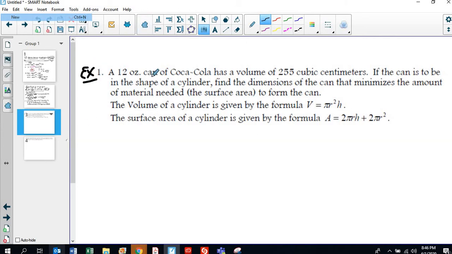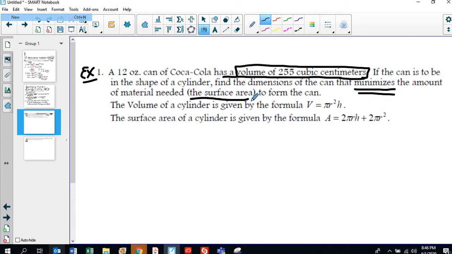A 12-ounce can of Coke has a volume of 255 cubic centimeters. That's volume. If the can is to be in the shape of a cylinder, find the dimensions of the can that minimizes the amount of material needed. The surface area is the amount of material, right? The surface area of the can.